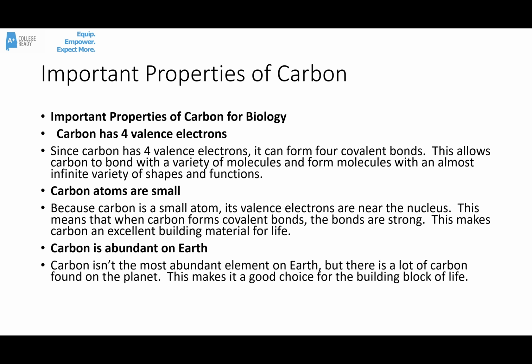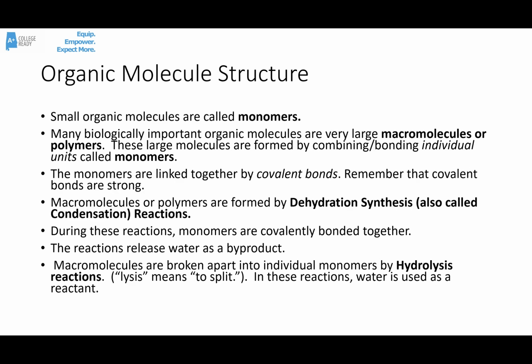Carbon atoms are small. This means when they form a covalent bond, the shared valence electrons are very near the nucleus. This makes the bonds very, very strong, very, very hard to break, and thus an excellent building material for life. And then another important thing is there's a lot of carbon on Earth. It's very abundant. It's not the most abundant element on Earth, but there's plenty here, and that makes it, again, a good building material for life.